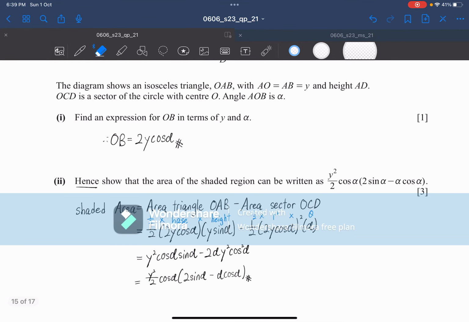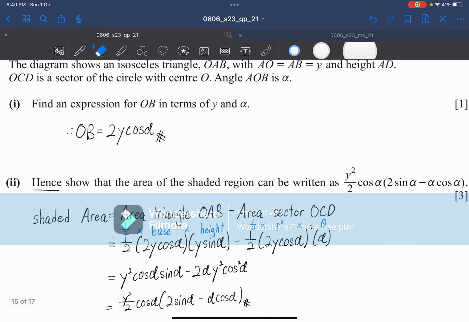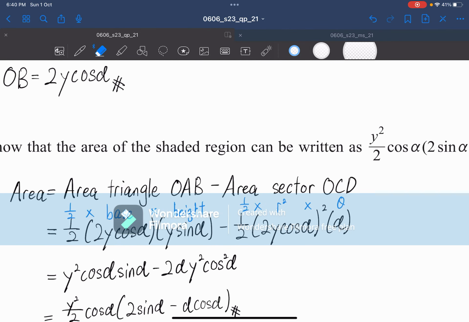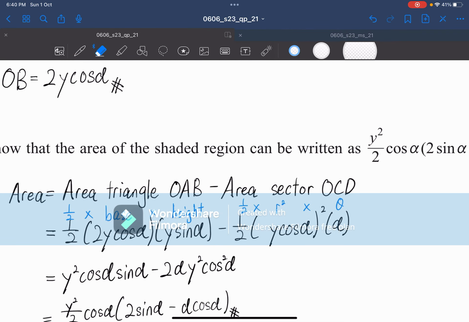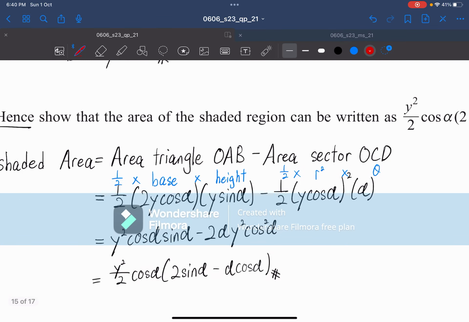Wait a minute. I just realized, did I do this correctly? Is this supposed to be the area of sector OCD? Actually, I'm wrong. Wait, hold up. This should be y. Oops. Yeah, there you go. A little bit of a substitution problem, I think. So did I do it correctly?